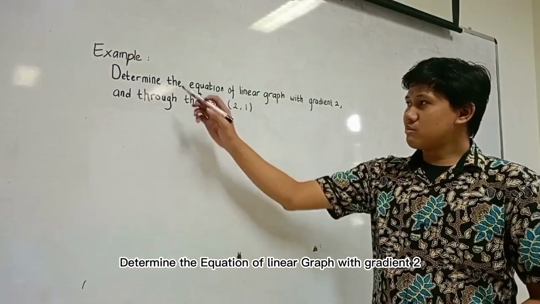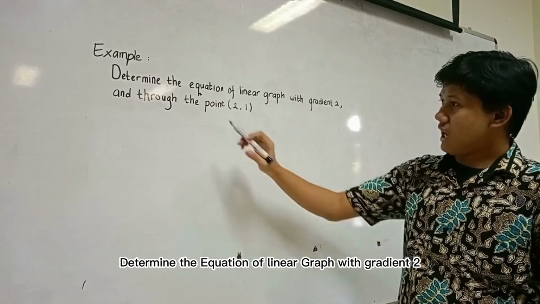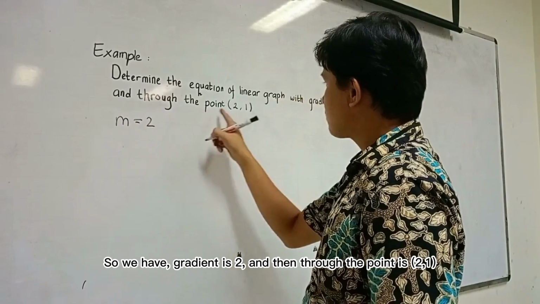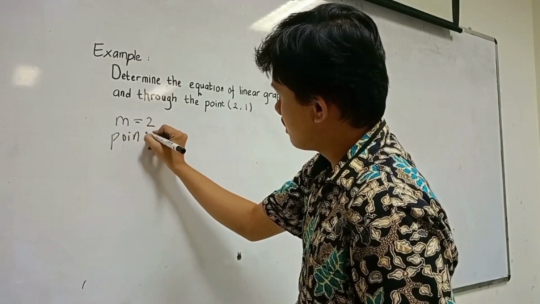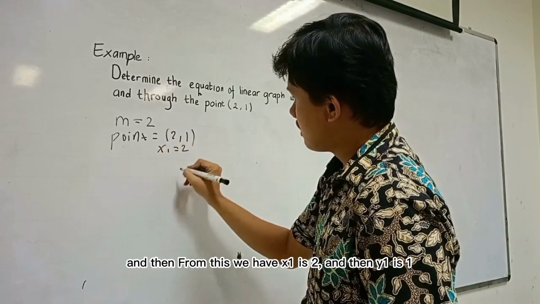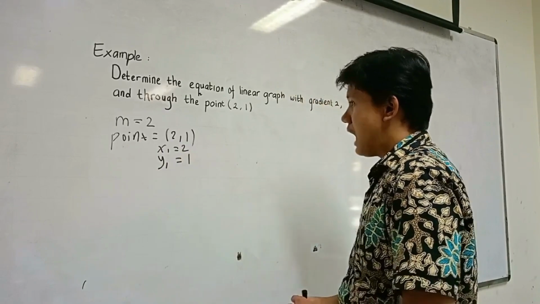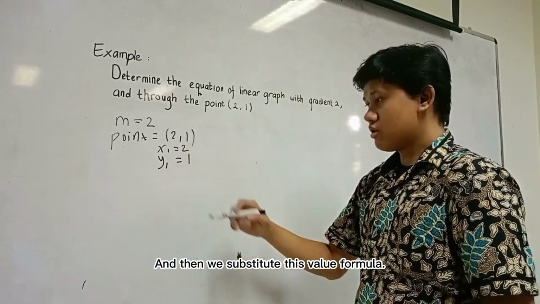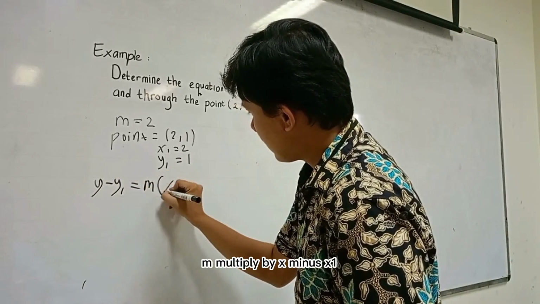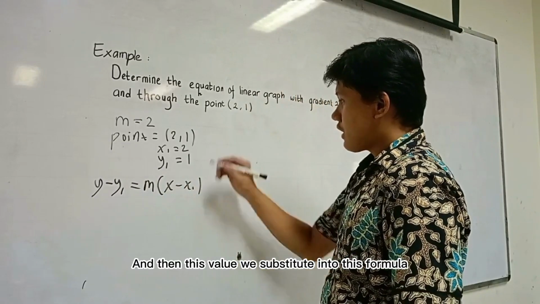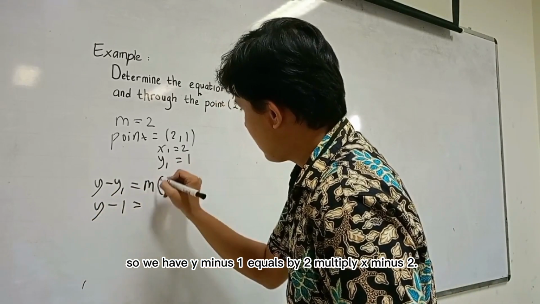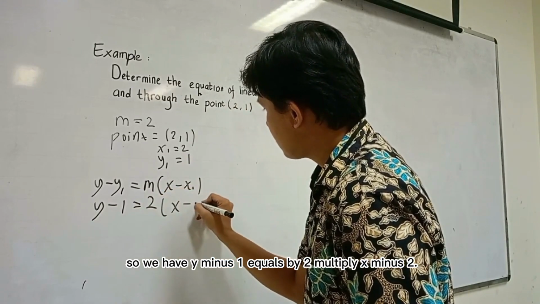Okay, for the example, determine the equation of the linear graph with gradient 2 and passing through the point (2, 1). So, we have gradient 2 and the point (2, 1). From this, we have x1 is 2 and y1 is 1. Then we substitute these values into the formula y minus y1 equals m multiplied by (x minus x1). So we have y minus 1 equals 2 multiplied by (x minus 2).